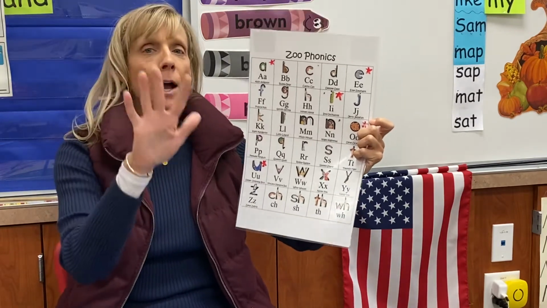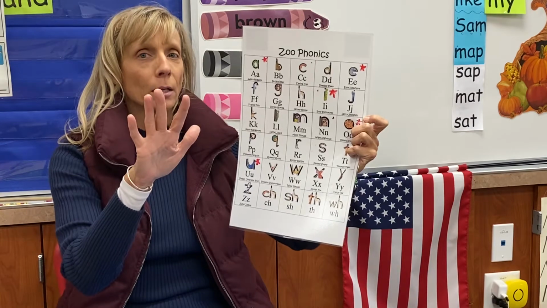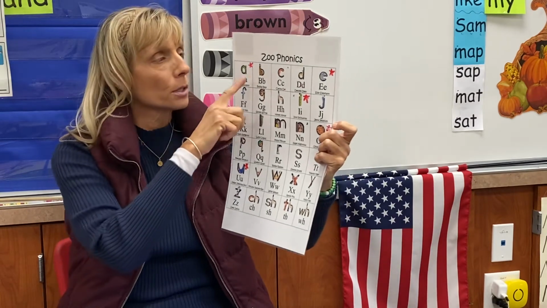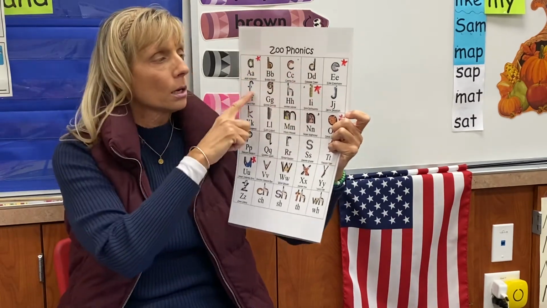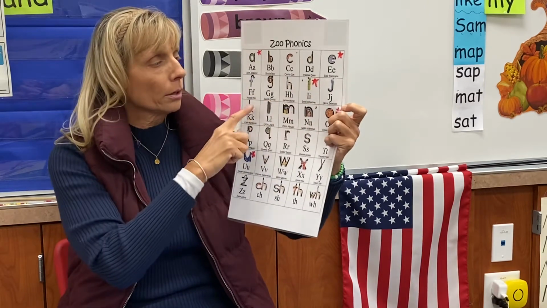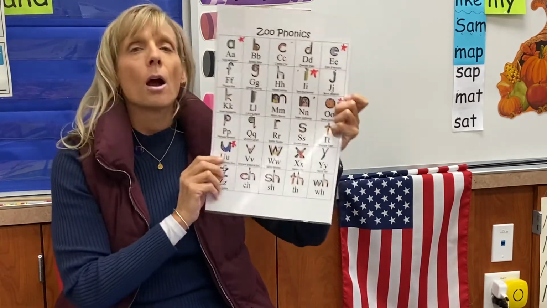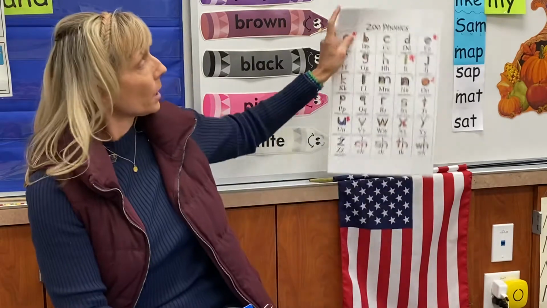Remember, there are 5 vowels in our alphabet, and all the rest of the letters that are not vowels are called consonants. So there are only vowels and consonants in our alphabet, okay?